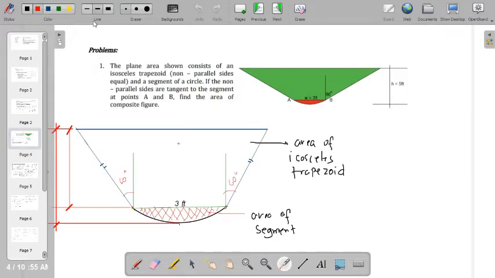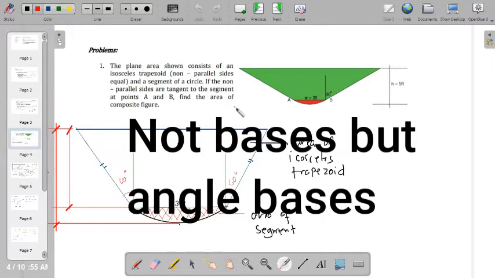And you have another problem here. The problem says, yes, that's a combination of a trapezoid and a segment, right? And the condition here is that the parallel sides are of a trapezoid, and since this is an isosceles trapezoid, the non-parallel sides are equal.